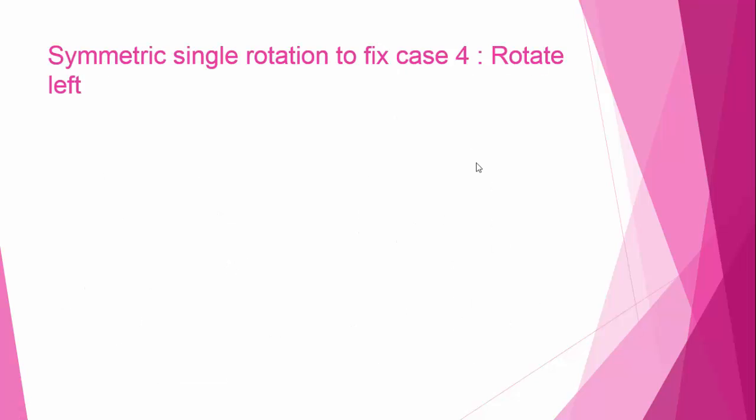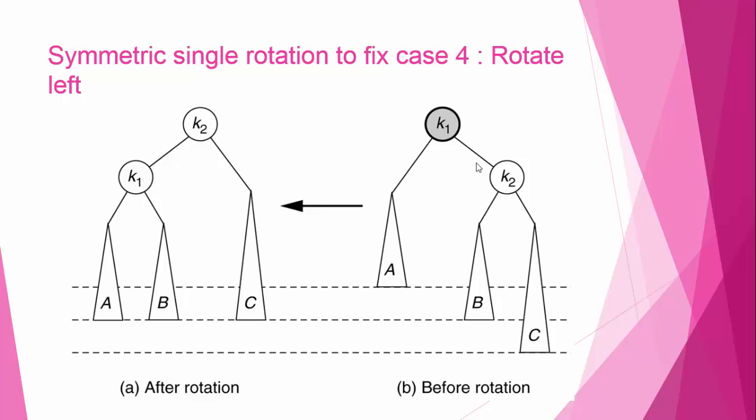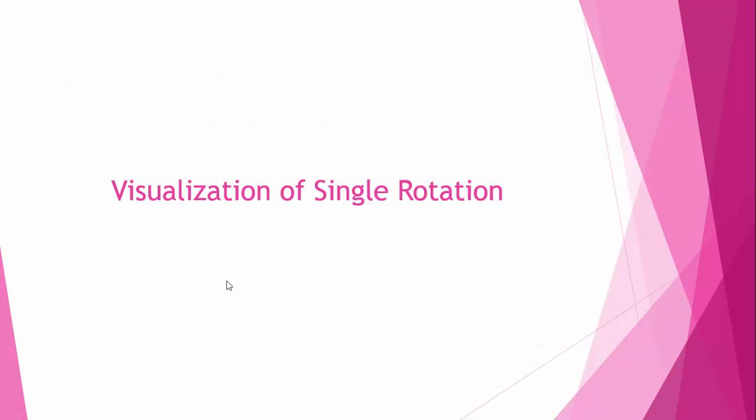For the fourth case, it's a symmetric operation, but we do a rotation to the left. Here we have a right zigzag pattern, so we need to do a rotation to the left, and we do that by making key 2 the parent of key 1, and subtree B, which is the left subtree of key 2, becomes the right subtree of key 1, and that's it. Now we move to a visualization of single rotation.